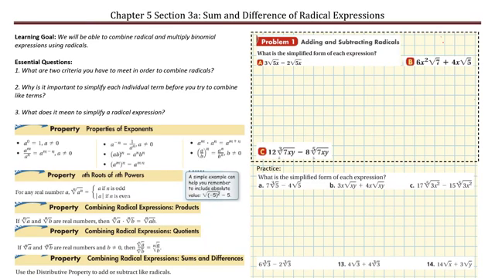Today what we're going to talk about is adding and subtracting radical expressions. In problem number 1, we're going to review in which scenarios we're allowed to add or subtract radical expressions.